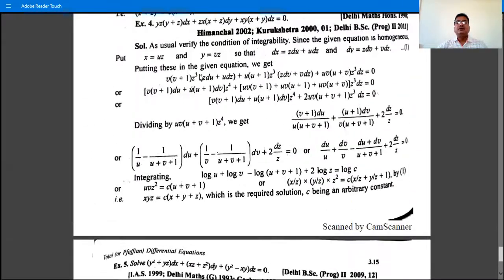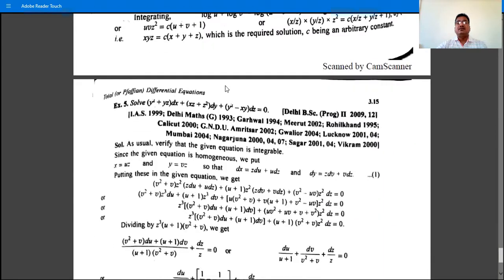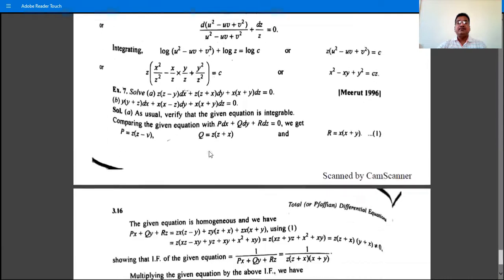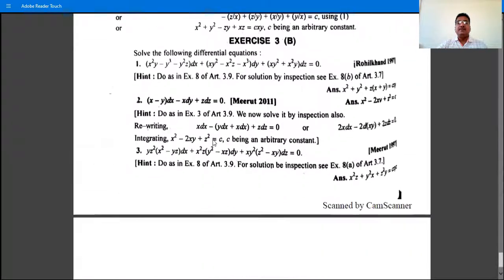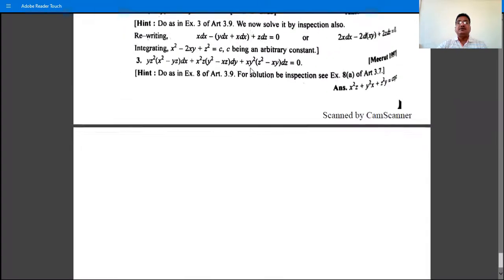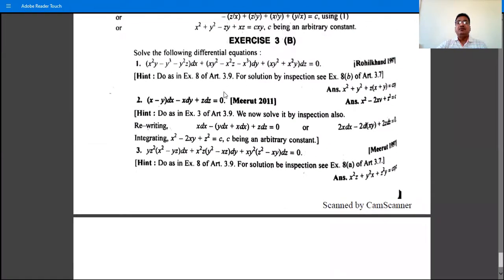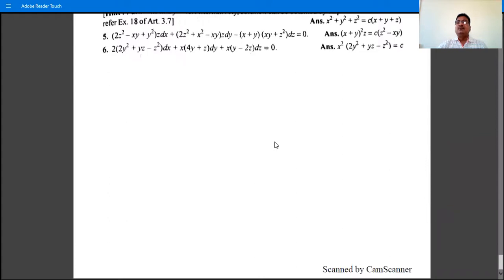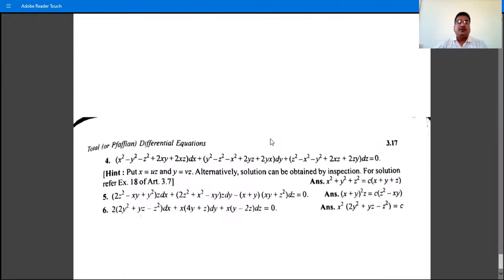So y is equal to ux and z is equal to vx. Okay. So just write this problem and solve it by substituting y is equal to ux and z is equal to vx. Don't substitute x is equal to uz and y is equal to vz. This is the alternative method. So these are all examples of homogeneous Pfaffian differential equation. These are some exercises on the homogeneous Pfaffian differential equation. Their answers are also given. Solve all these examples.